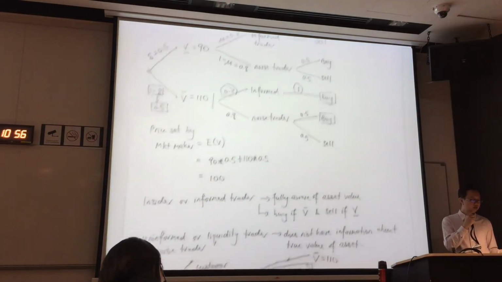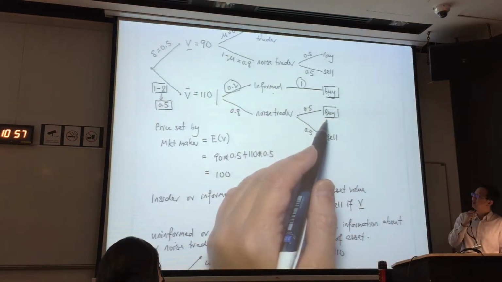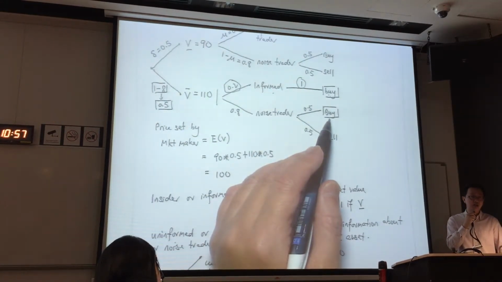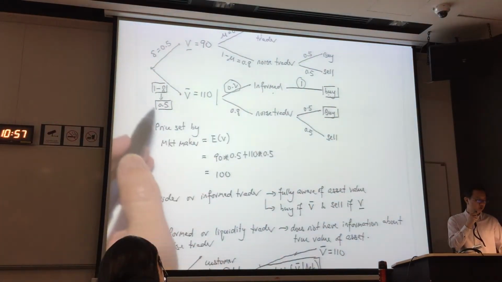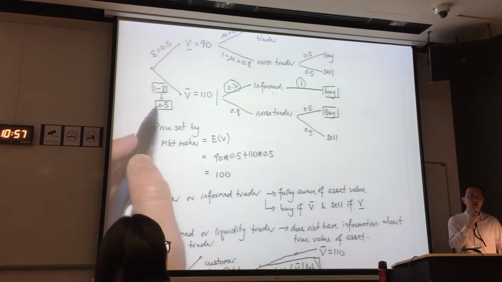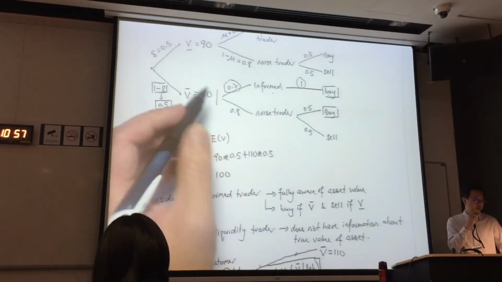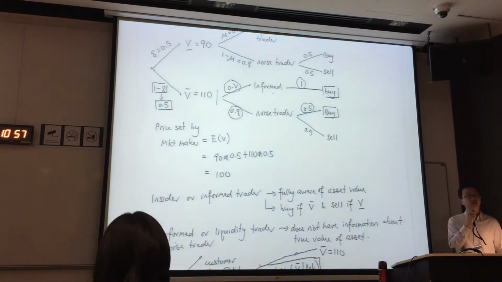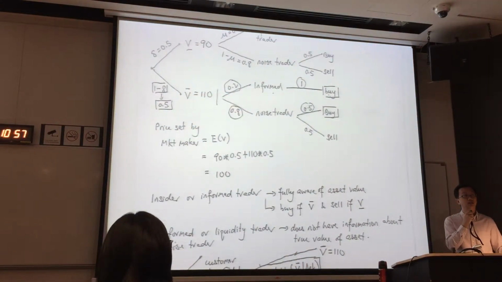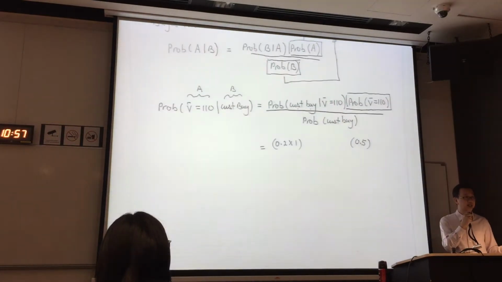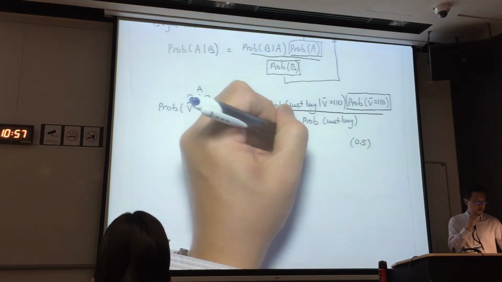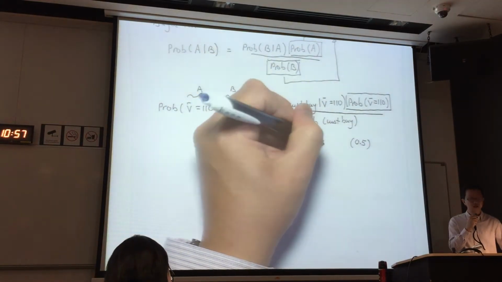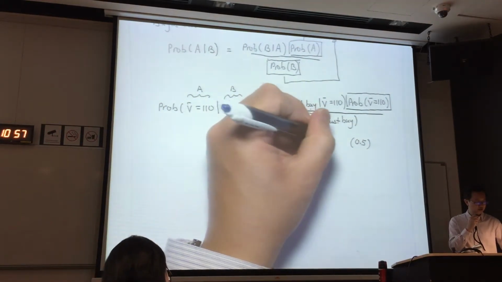Next. There's also a possibility of noise trader buying. What is the probability of this buy trade conditional on the value being 110? So don't count this 0.5. It's a conditional probability. So it's 0.8 times 0.5. Understand? So the probability of noise trader buying when the value is high is 0.8 multiplied by 0.5.